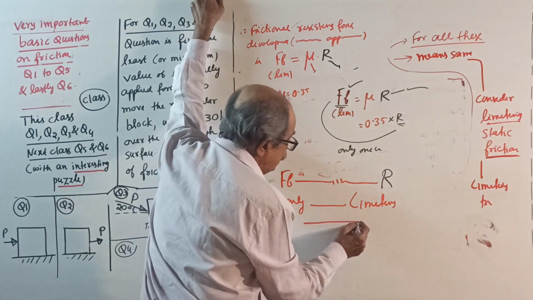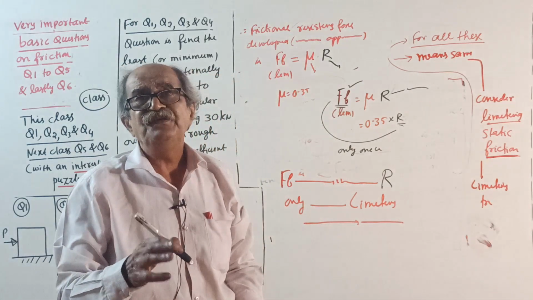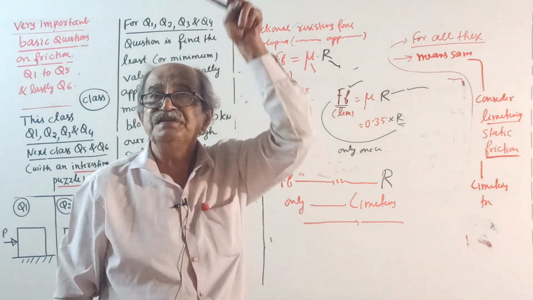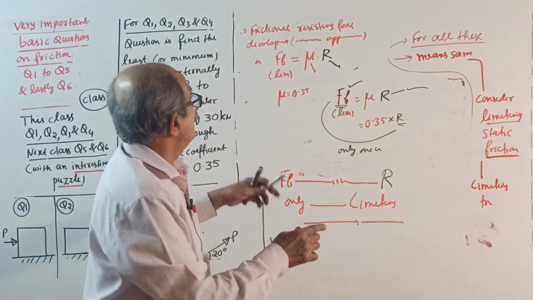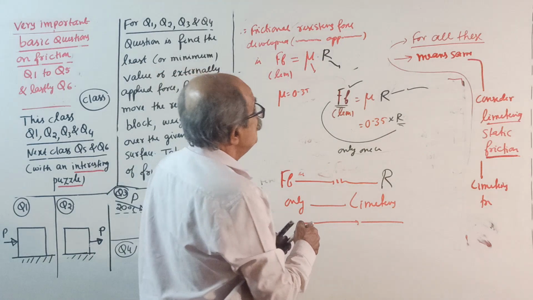Or only when the body is on the verge of moving. Otherwise, your FF will be less than mu R. That is question number 6 next class. I will explain that one. Okay, now this much information is sufficient. Now one more thing you make here.